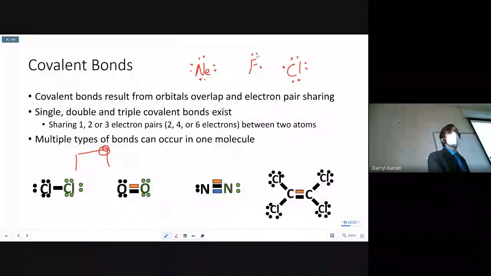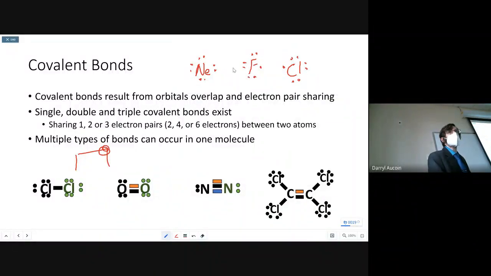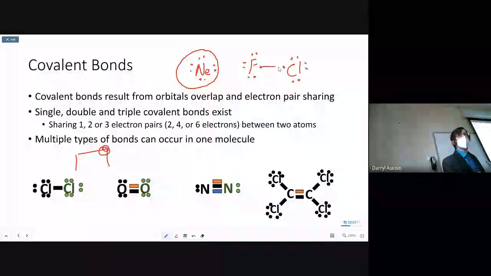And they both want to try to get to 8 dots, like neon over here does, but they only have 7. Chlorine realizes, well, I'm just 1 electron short of having 8. I've got 7 out of 8. That's pretty good. Same for the fluorine. And what they do is they end up sharing 1 electron each.